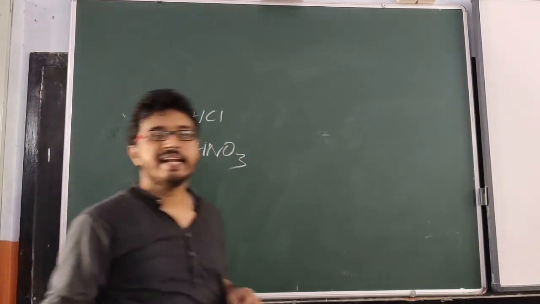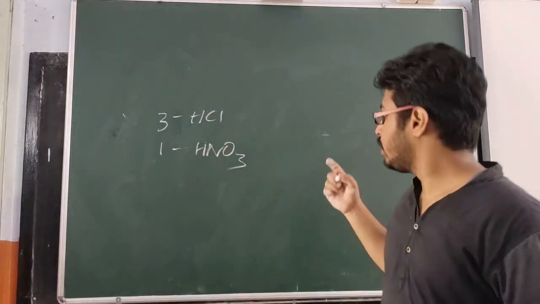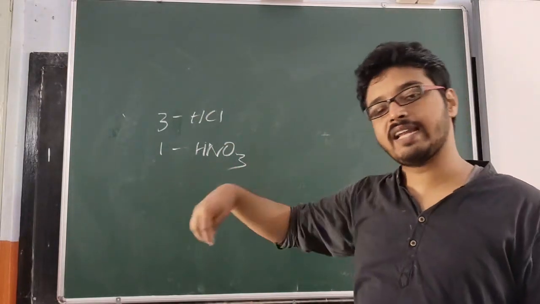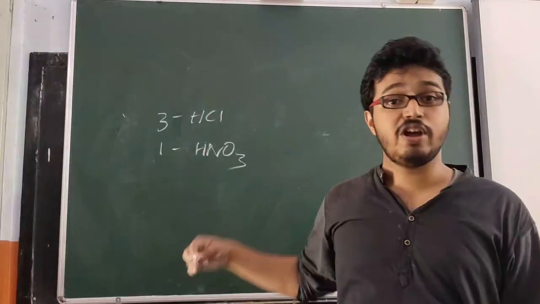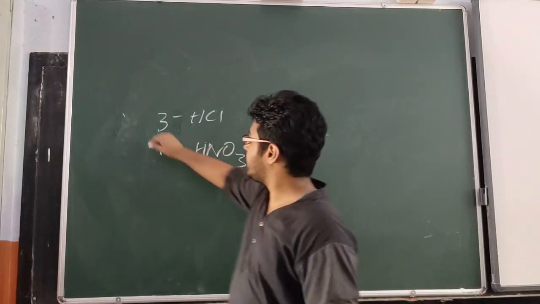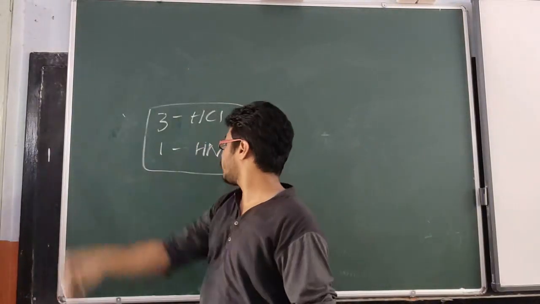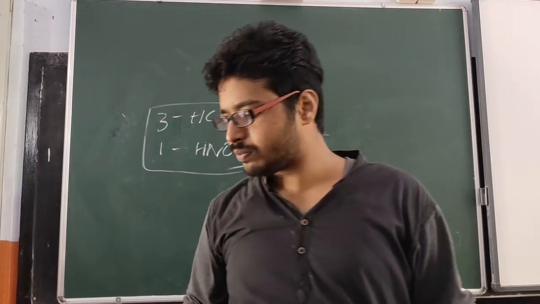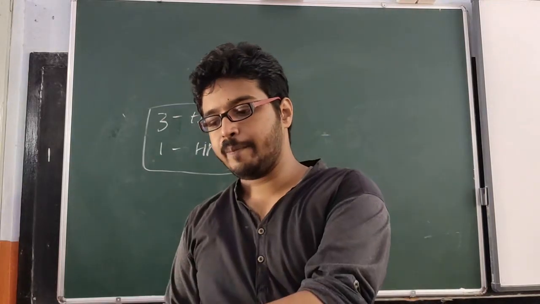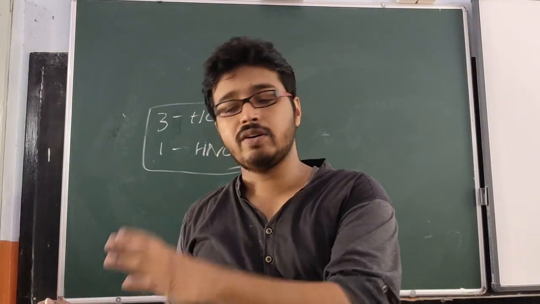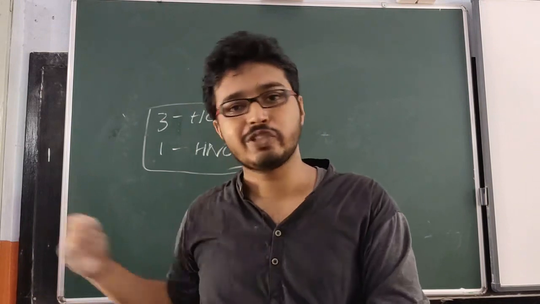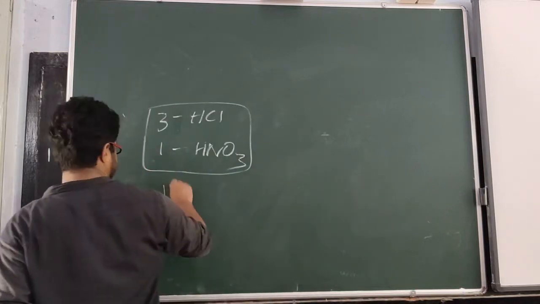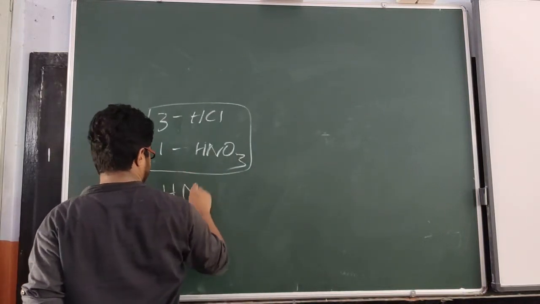So we are mixing HCl and nitric acid in a 3:1 ratio, or nitric acid and HCl in a 1:3 ratio. Don't forget this criterion. 3 is for HCl and 1 is for HNO3. This is usually asked in the exam, even though it is placed along with the part for reference only. You are supposed to study this also. So what happens when HCl and nitric acid react?